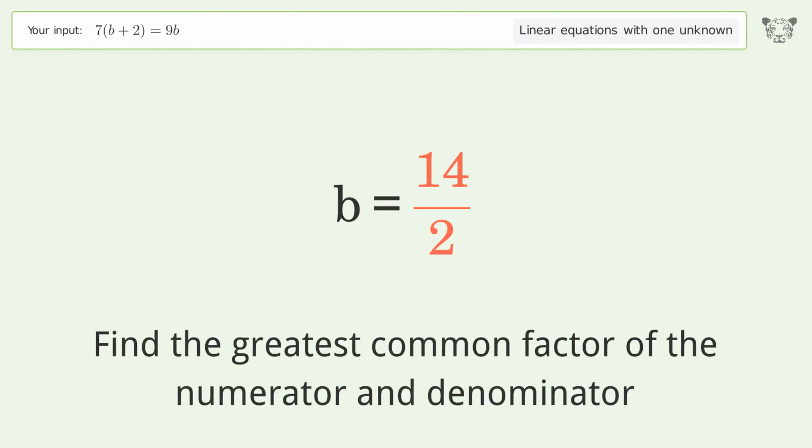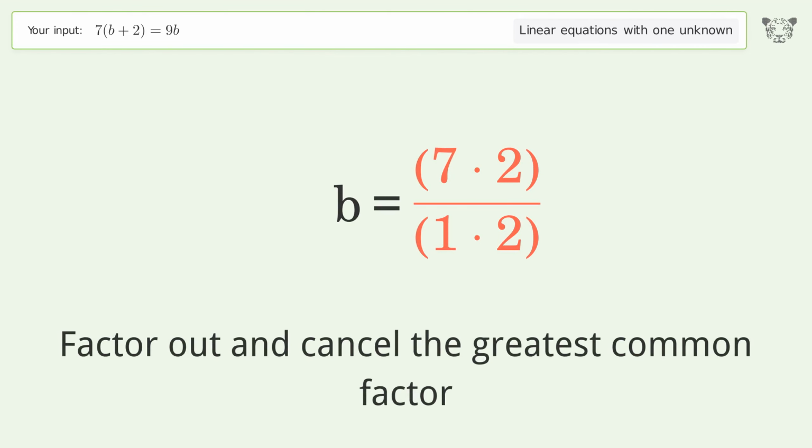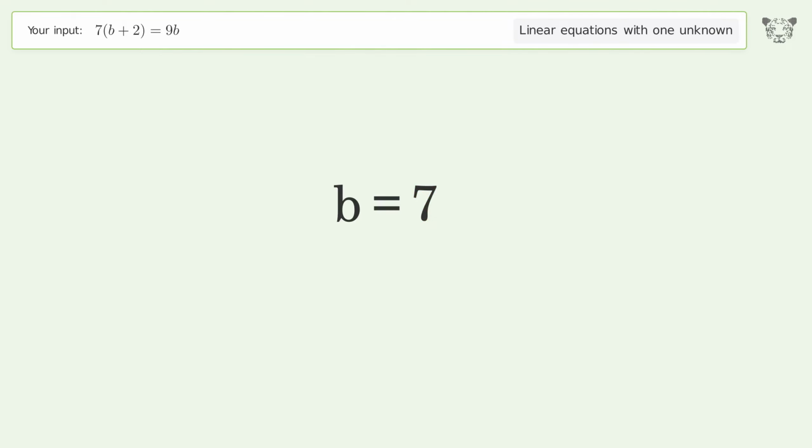Find the greatest common factor of the numerator and denominator. Factor out and cancel the greatest common factor. And so the final result is b equals 7.